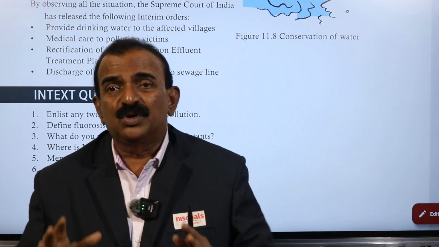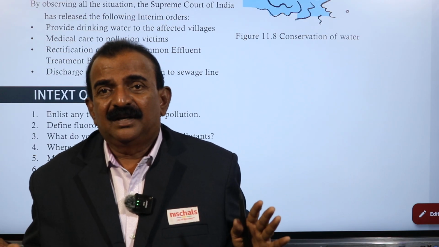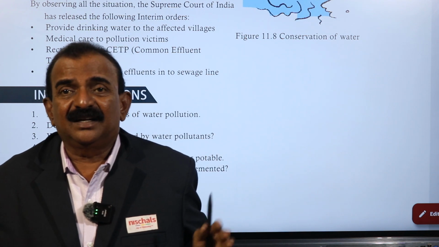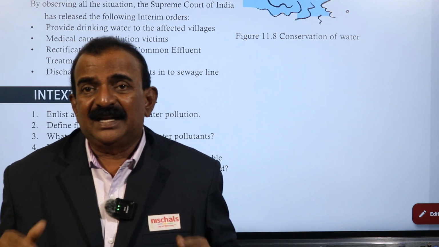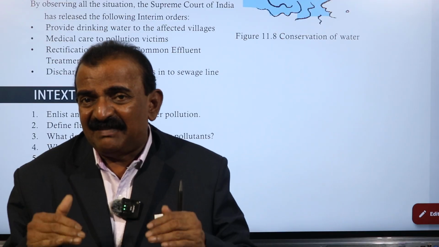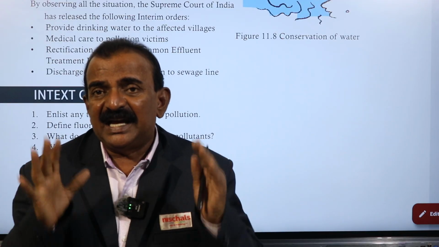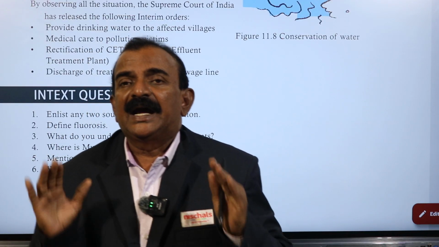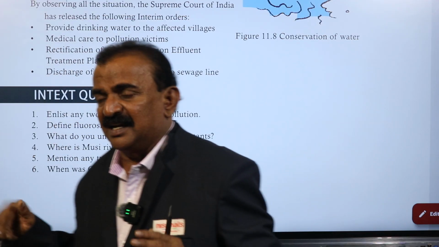But now the Musi river is completely polluted due to industrialization and human activities, and it is flowing through Hyderabad city, which is in Telangana state.